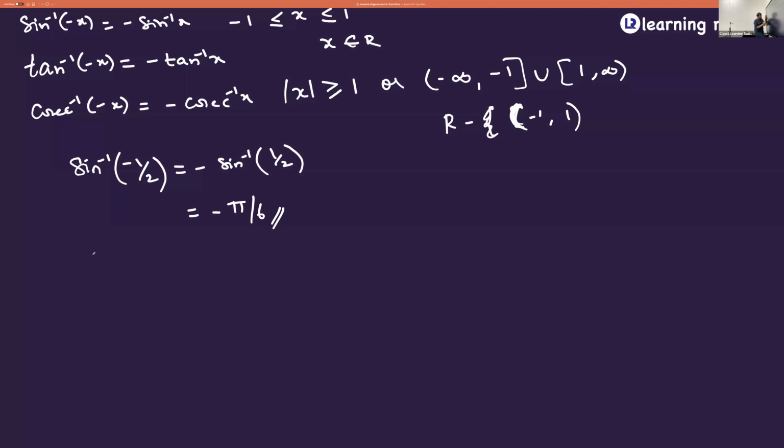Right. Similarly, tan inverse of minus 1 is minus of tan inverse 1. Answer will be, it's simple. Right, this is how we solve. I hope you remember the method which I explained in the previous case. Right. Yes, sir.